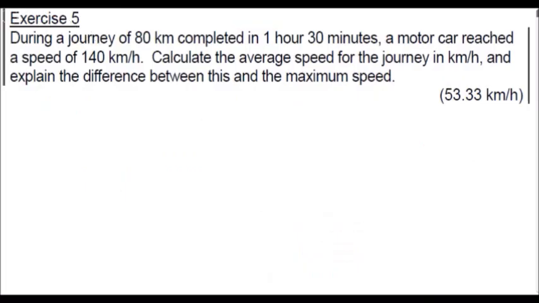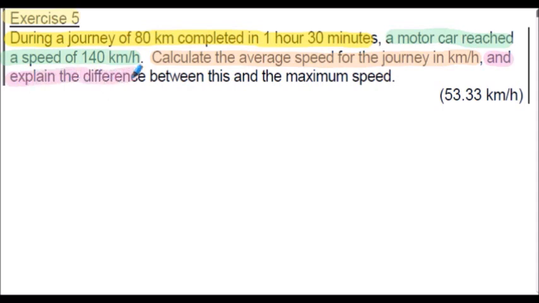Let's consider exercise 5. During a journey of 80 kilometers completed in 1 hour 30 minutes, a motor car reached a speed of 140 kilometers per hour. Calculate the average speed for the journey in kilometers per hour and explain the difference between the average speed and the maximum speed. I'd encourage you to stop the presentation and attempt exercise 5, but a full solution is shown on the following slides.